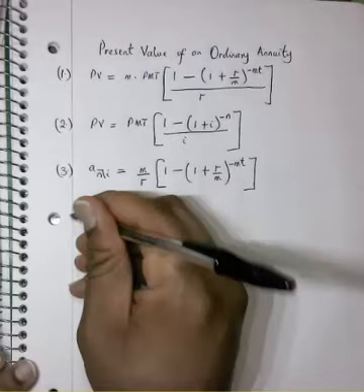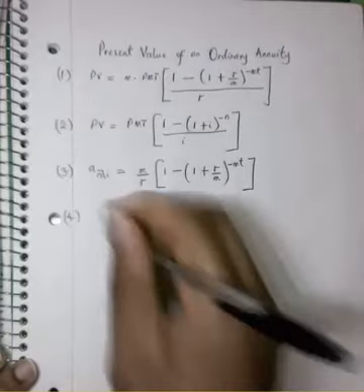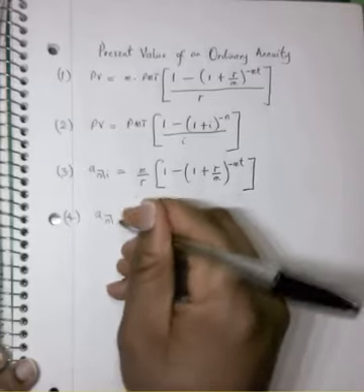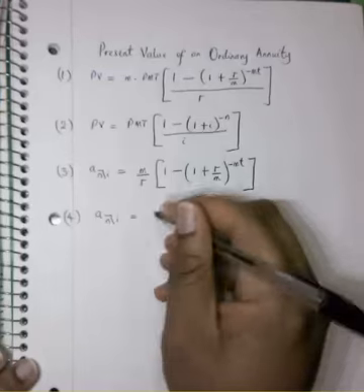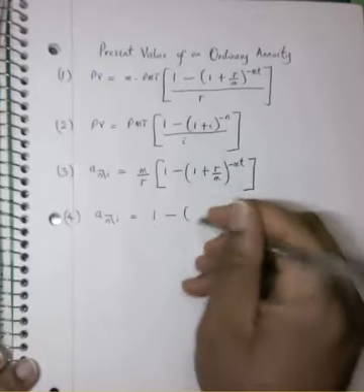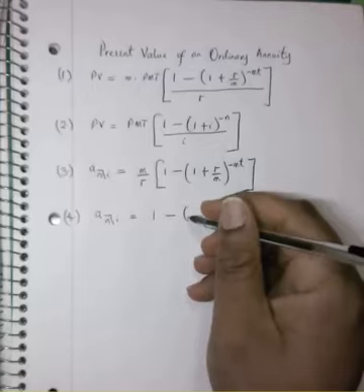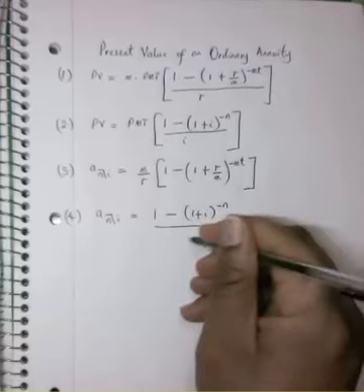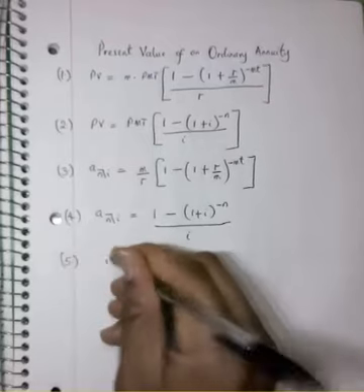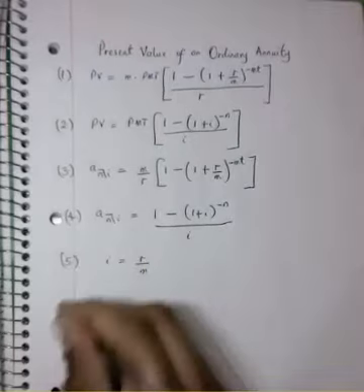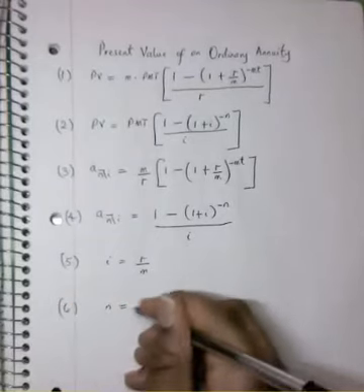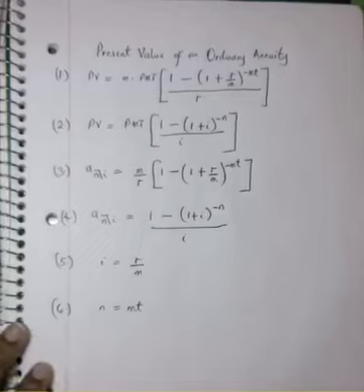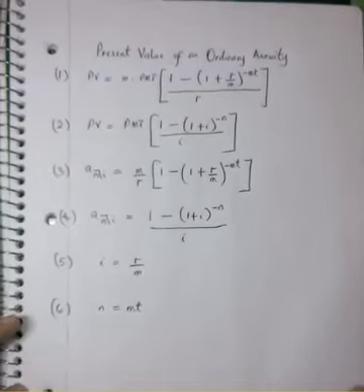Please, it's better you note all these formulas because we won't write them. We will just be applying them when we begin to solve questions. Another formula, A angle N at I is 1 minus 1 plus I exponent negative N all over I. The fifth formula we have here is that I is equal to R over M, and the sixth formula is that N is equal to M times T. Okay, so this is the present value of an ordinary annuity. Next one we shall look at is amortization.